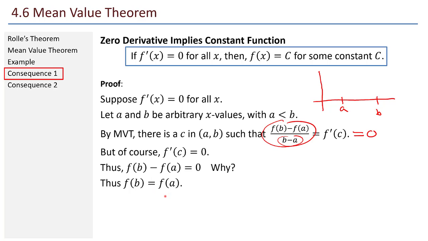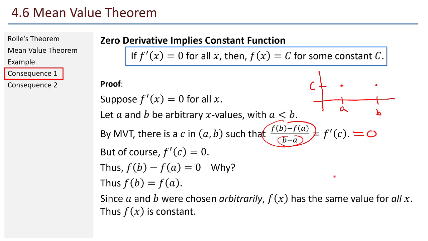Oh, okay, so let me add to the graph a little bit. However high the graph is above a, it's also that high above b. In fact, let's go ahead and give that a name. That height, we'll call it capital C. Since a and b were chosen arbitrarily, f of x has the same value for all x.